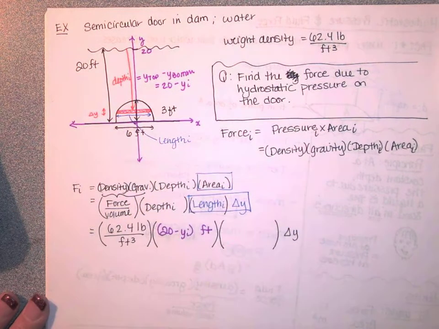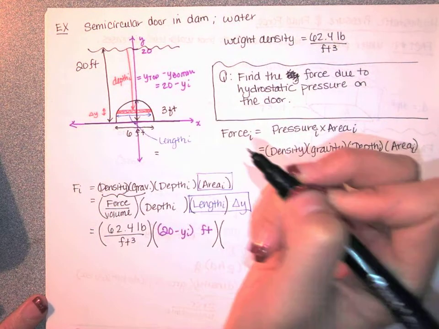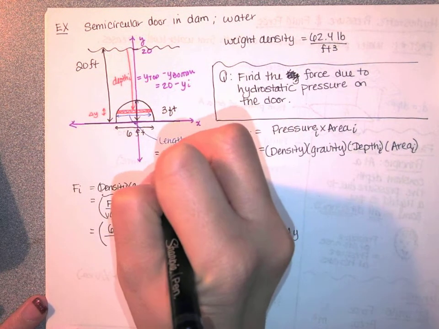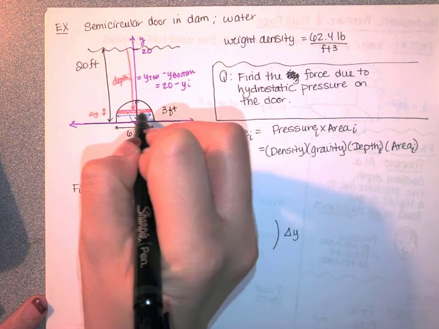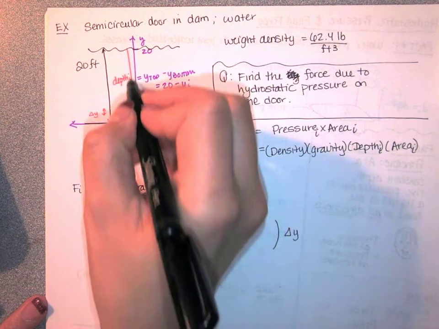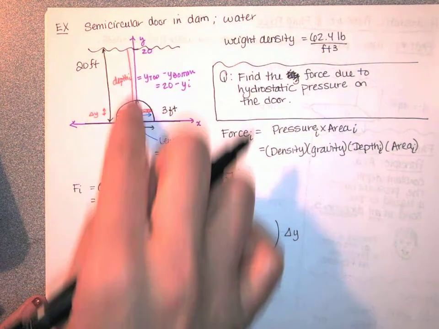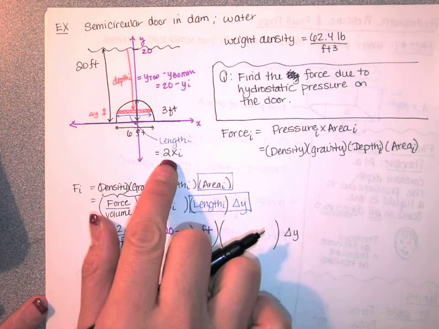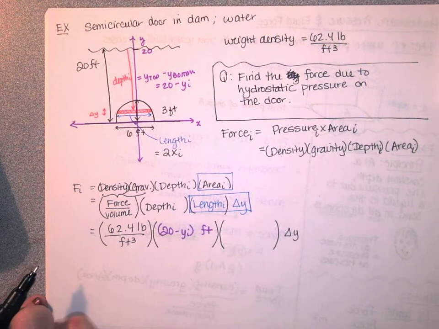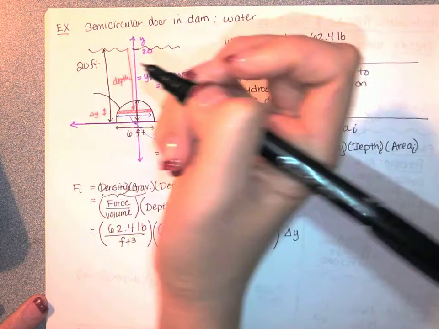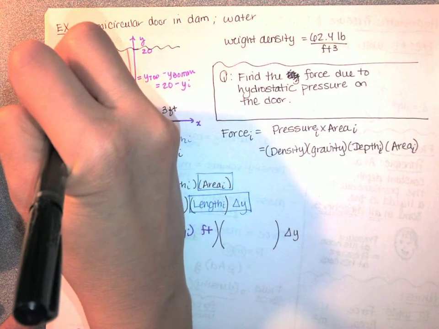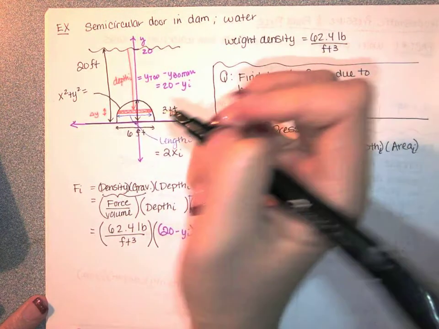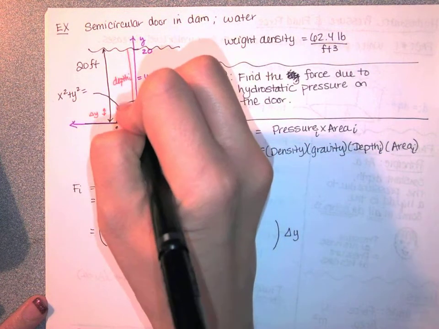And then the length of this piece is actually pretty simple. The length is just 2 times x, because that's x and that's x, provided that the y-axis is going directly through the middle of that door. And now I just need x in terms of y, because we're integrating with respect to y. Well, on a semicircle with the center at the origin, we have x squared plus y squared equals the radius squared. If the diameter is 6, the radius is 3.